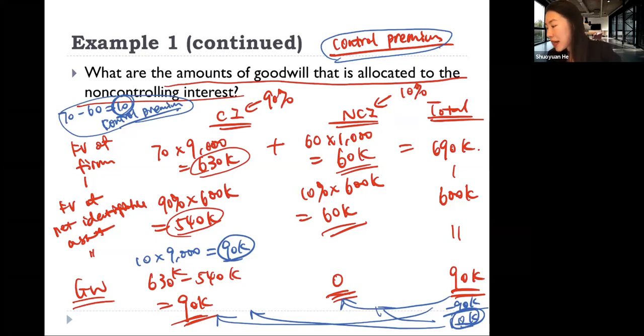Here it just happened to be that we have 0 left. If we had, for example, 10,000 left, we would allocate some of the goodwill to the non-controlling interest. But here it just happened to be that there's $0 left. So this is a second way to look at this control premium situation, and both of these will give you the same allocation of goodwill to the controlling and non-controlling interest.